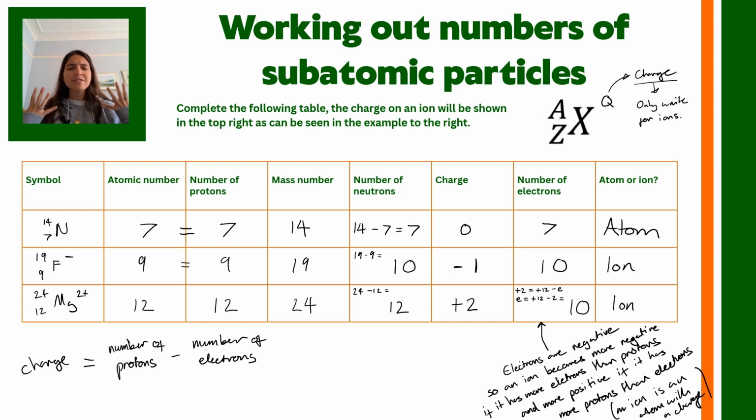But just to think about what that +2 charge means: my charge is the number of protons minus my number of electrons. Let's think a little bit logically about it. I have a +2 charge and I have 12 protons. If I had 12 electrons, it would be neutral, but I want a positive charge, so I need to get rid of 2 of those electrons. So I'm left with 10 electrons, and it is an ion.